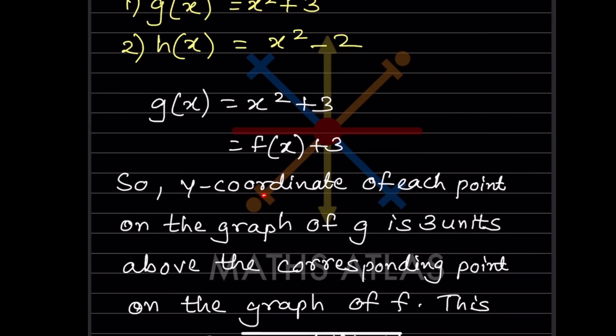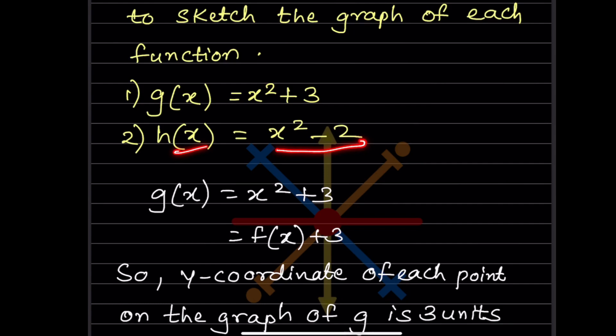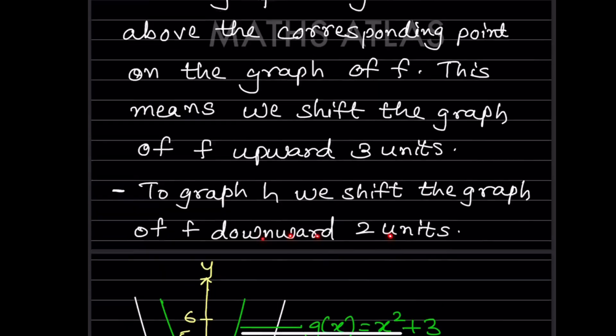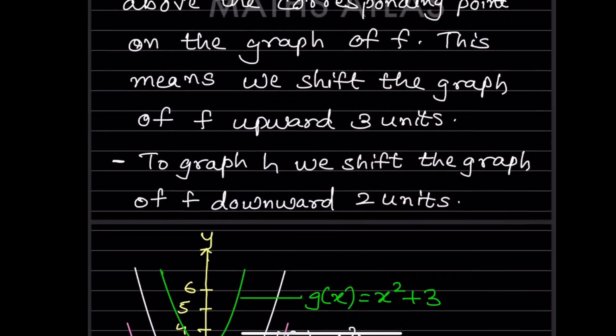So what happens here? The y coordinate of each point on the graph of g is 3 units above the corresponding point on the graph of f, because this is plus 3. This means we shift the graph upward 3 units. Hope this is clear because this is plus 3. So we are going to shift the graph of f upward 3 units. And for this one, h of x is x square minus 2. So to graph h, we shift the graph of f downwards 2 units because this is minus 2. Hope this part also gets clear.